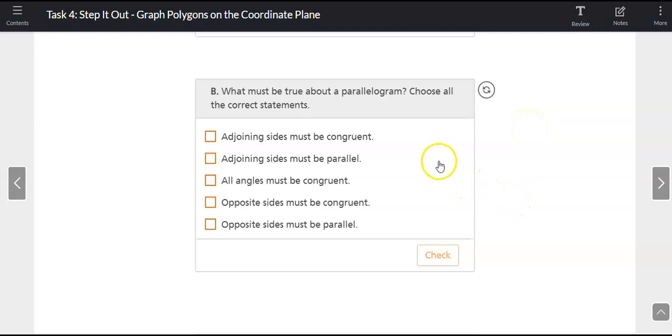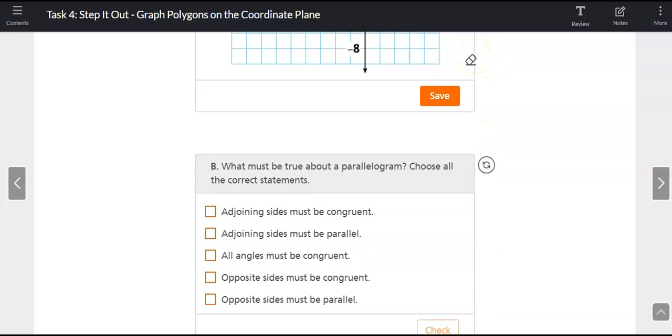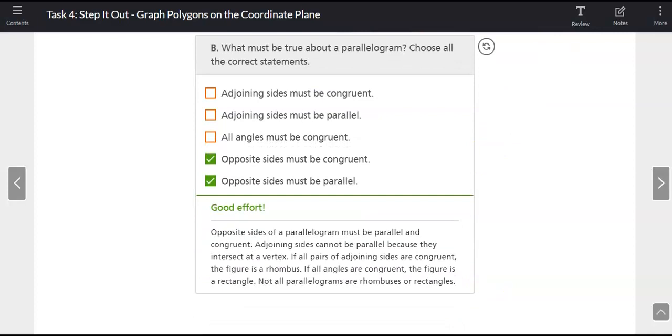Okay, what must be true about a parallelogram? That adjoining sides must be congruent. Adjoining sides must be parallel. All angles must be congruent. Opposite sides must be congruent, and they must be parallel. So opposite sides of a parallelogram must be parallel and congruent. Adjoining sides cannot be parallel because they intersect at a vertex. If all pairs of adjoining sides are congruent, the figure is a rhombus. If all angles are congruent, the figure is a rectangle.